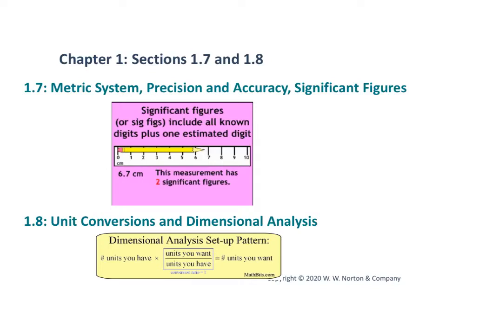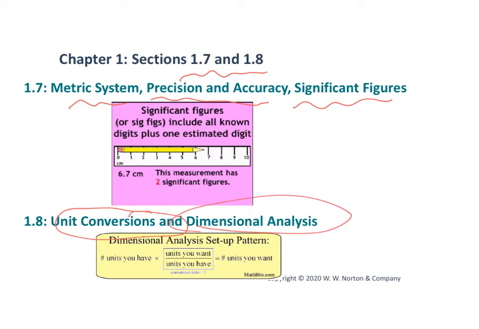This lecture is from Chapter 1 of your textbook, and the topics it's going to cover are the metric system, the difference between precision and accuracy, how to deal with significant figures, and probably the most important topic is, in chemistry, unit conversions using a process called dimensional analysis. I'm hopeful that y'all have been exposed to or learned this already, so this may be a review, but it's an important review.